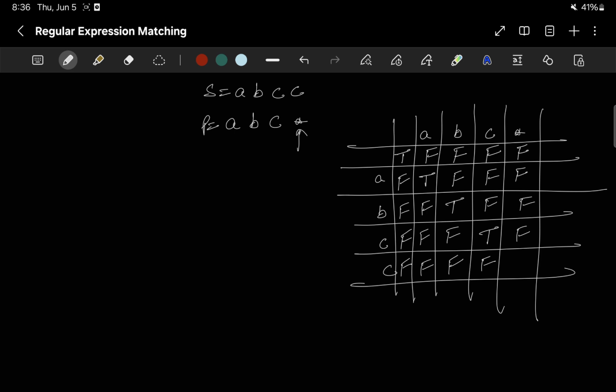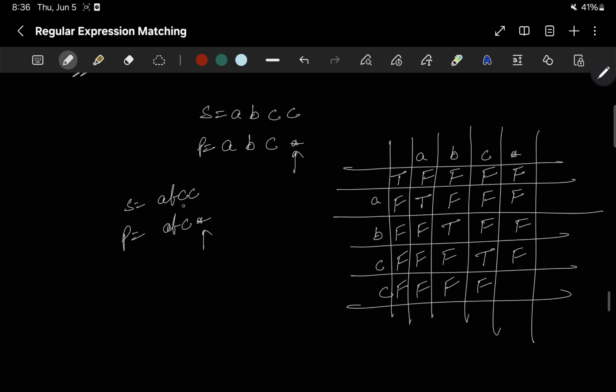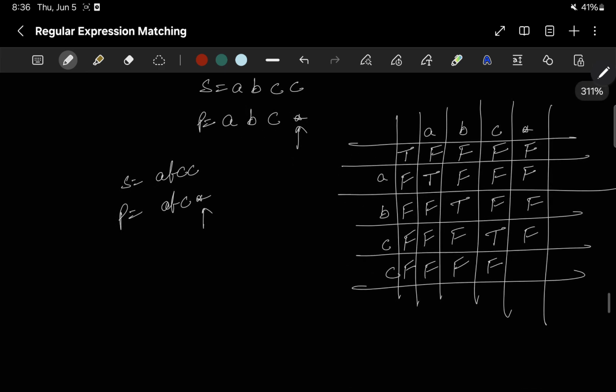Okay, so if P of j minus 1 is a star, it means for S it's A, B, C, C, for P it's A, B, C star. So if P of j minus 1 is a star, what you need to do is look for whether your DP has the answer till this point, till the character before the character which comes before the star, right?